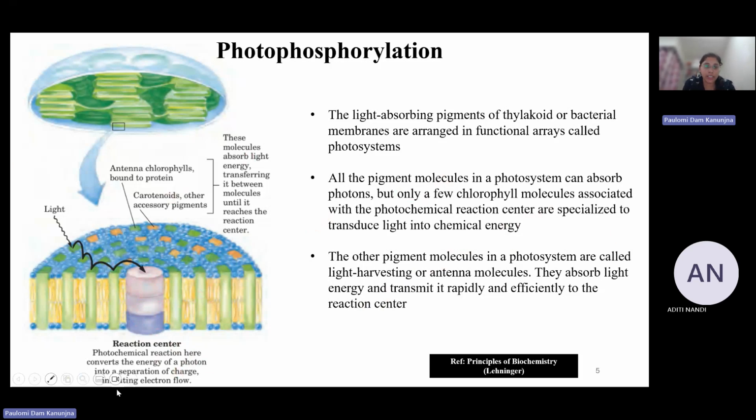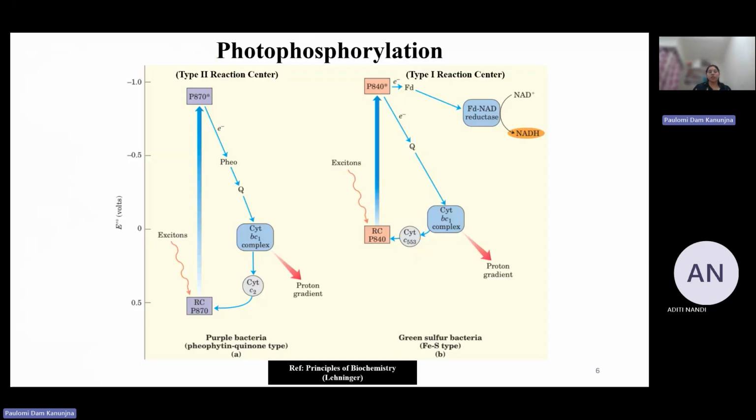So on this slide, you can see this is the reaction center. You have the photochemical reaction center here, and this is where the conversion of light energy into chemical energy takes place. And along with this, you have the chemiosmotic gradient. The other molecules that you see absorb light energy and then transmit it to the reaction center. So your light harvesting complex doesn't have just one chlorophyll molecule, right? Okay. Now this is very important. This is what you need to remember.